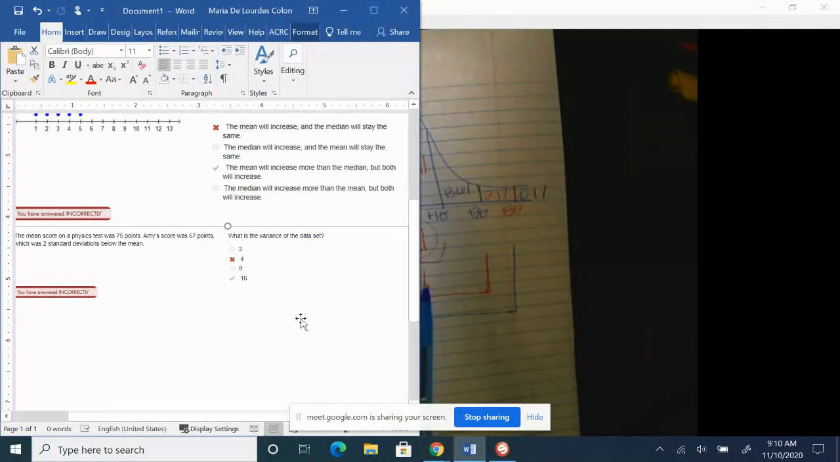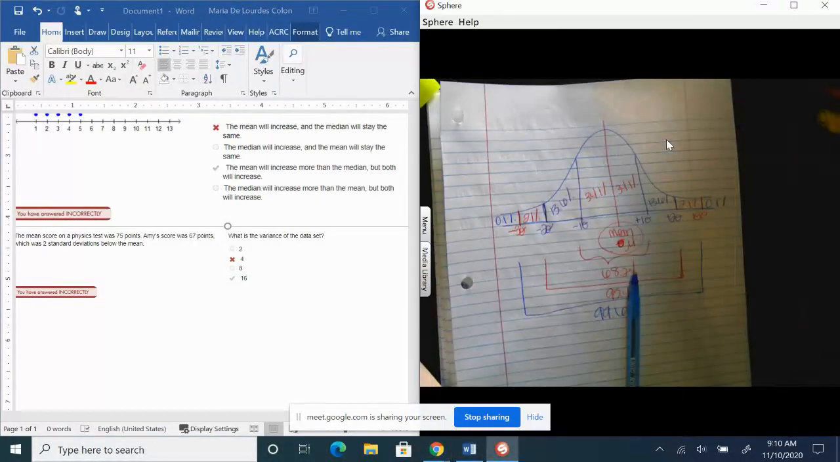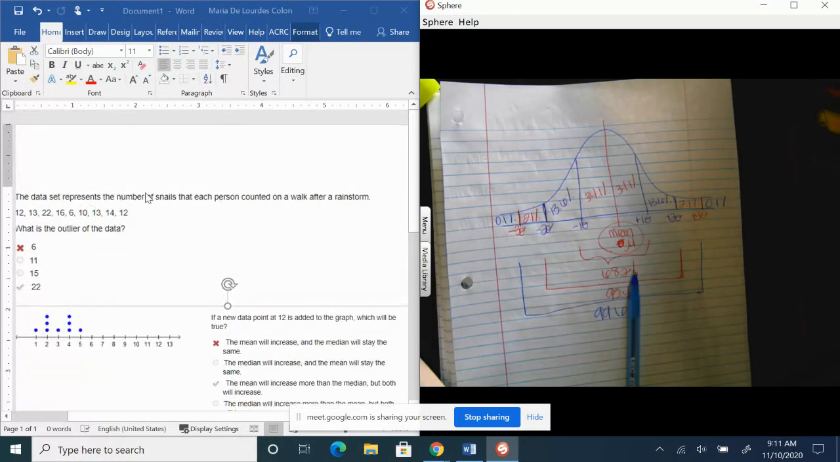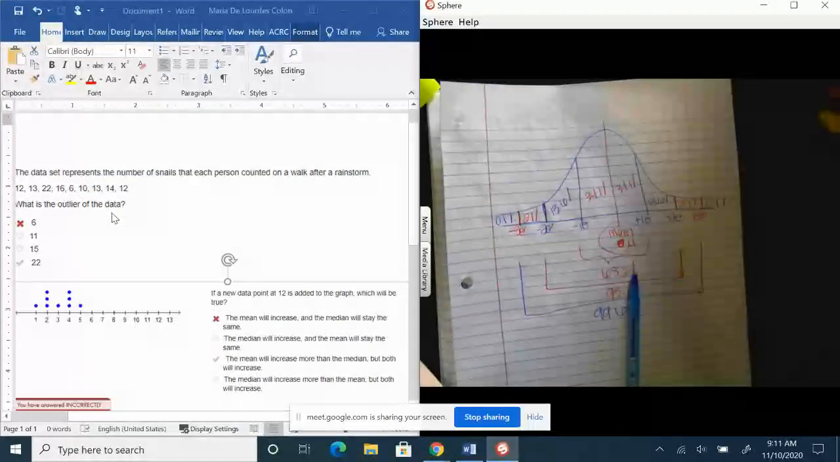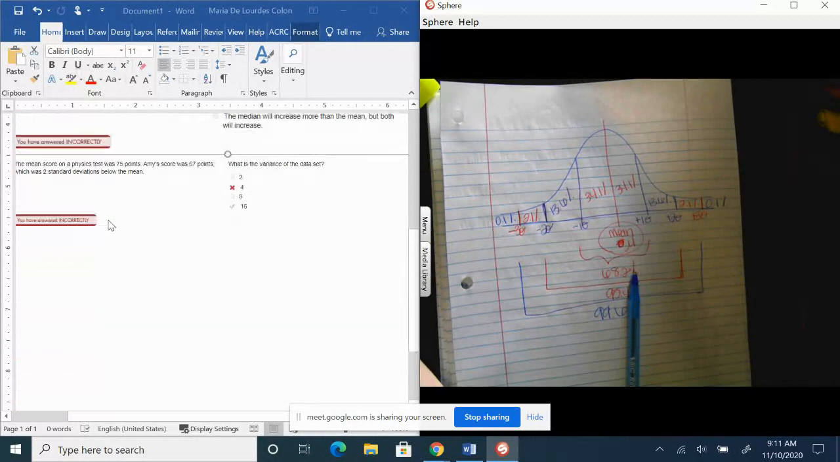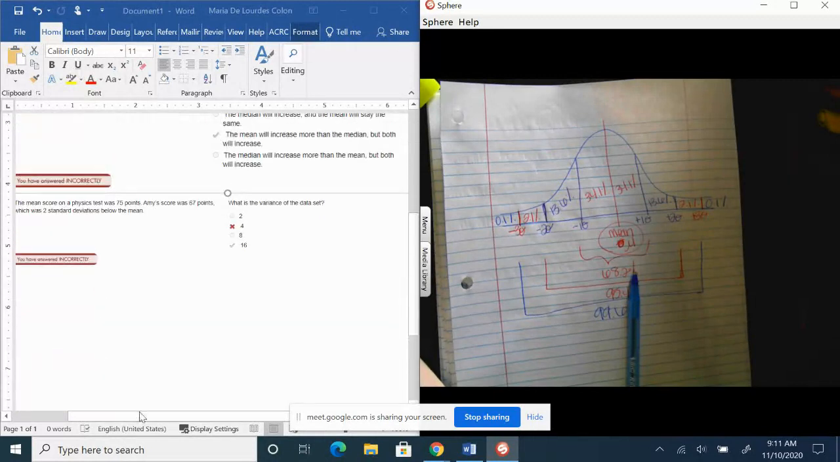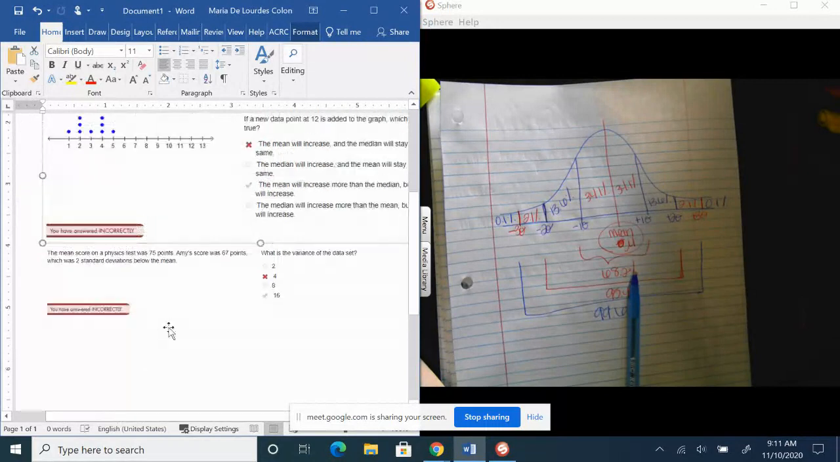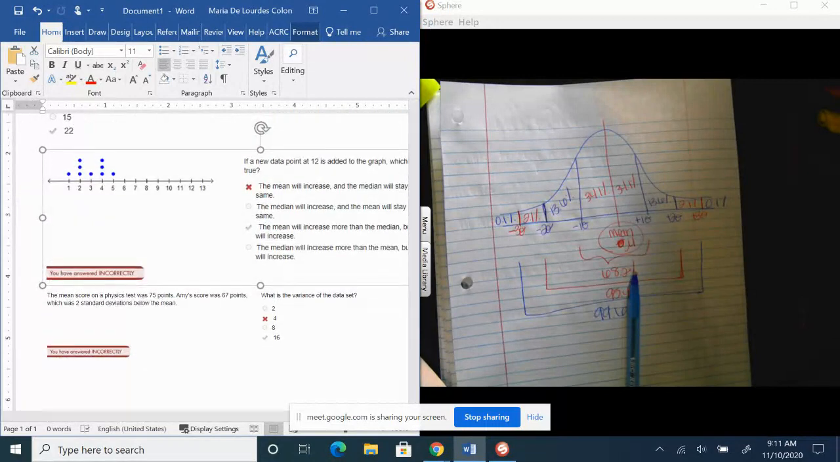Because remember with statistics, all that you're doing is you're comparing information. You're either comparing people, like here, for example, each person counted on a walk after a rainstorm. So how many people are walking? We're either counting or doing some kind of thing. Now regarding the word variance, let me pull this up. Give me a second.